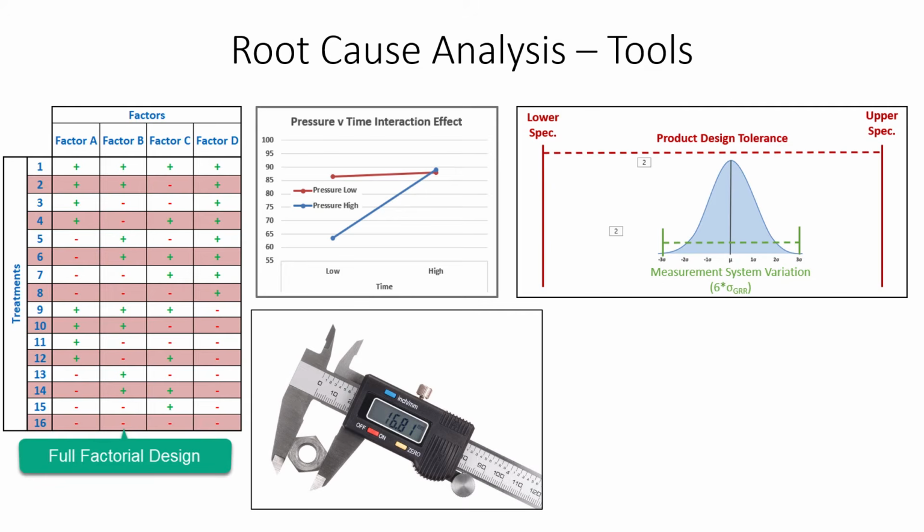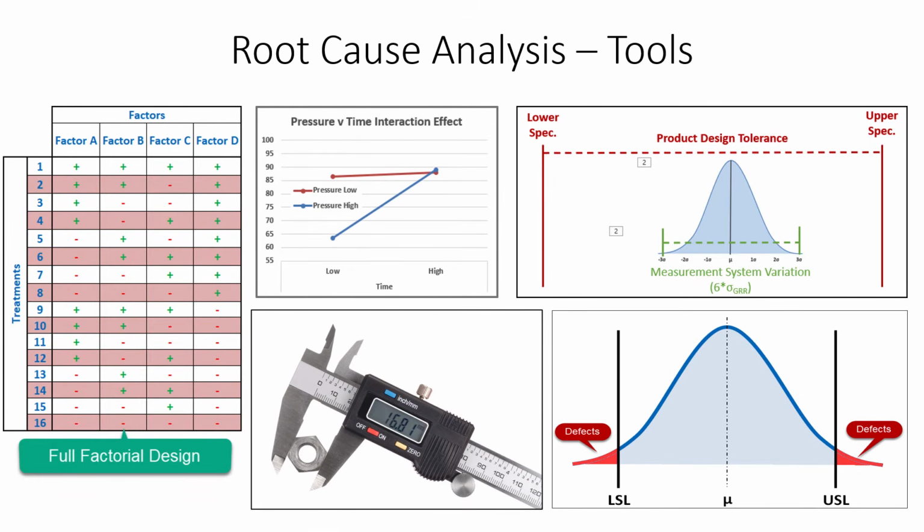Now, we can't talk about testing without talking about gauge R&R. It's important during the root cause phase to challenge the measurement systems that were used to discover the nonconformance. Perhaps your nonconformance or your issue is related to the measurement system that was used during that inspection. So think about your gauge R&R. Don't forget about measurement system variation. Perhaps there's something wrong with your measurement system that needs to be investigated.